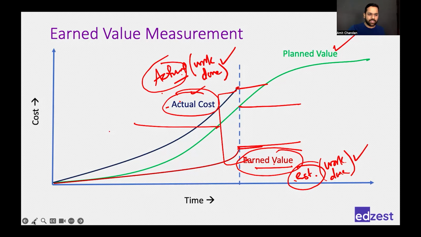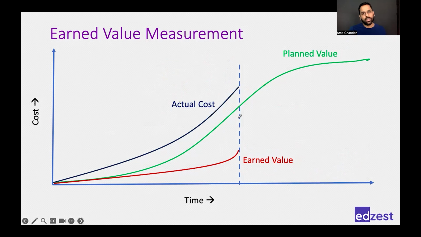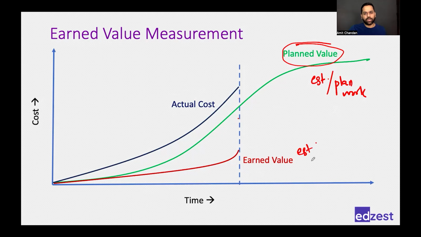And the same thing if I talk about schedule: my planned value is the estimate of planned work, and my earned value is the estimate of actual work. So instead of comparing the cost, what am I comparing? I'm comparing my work.